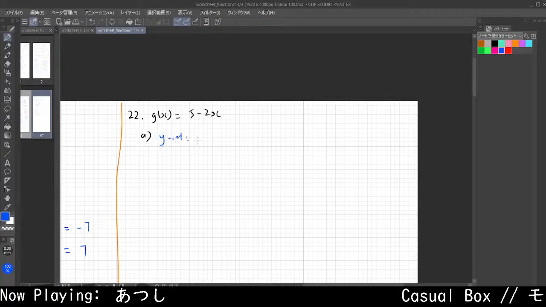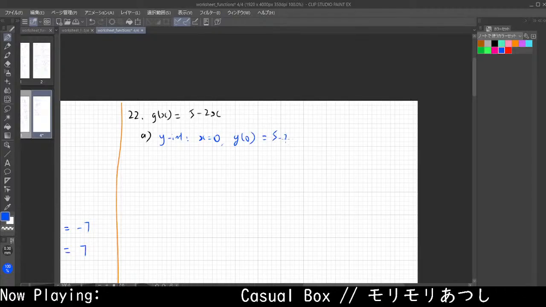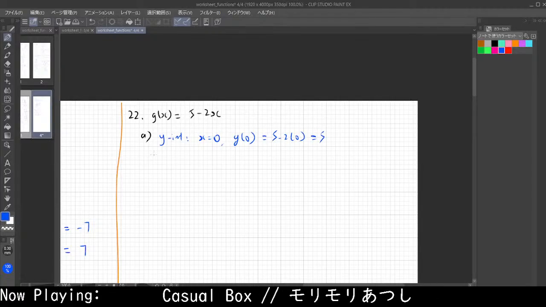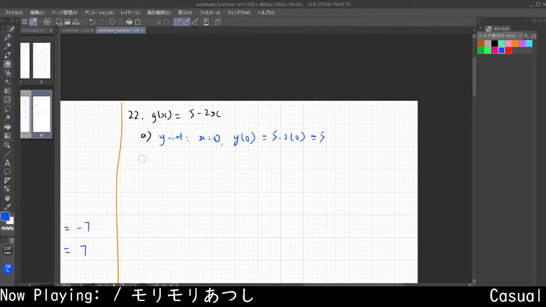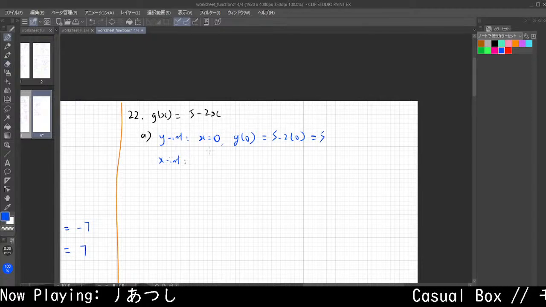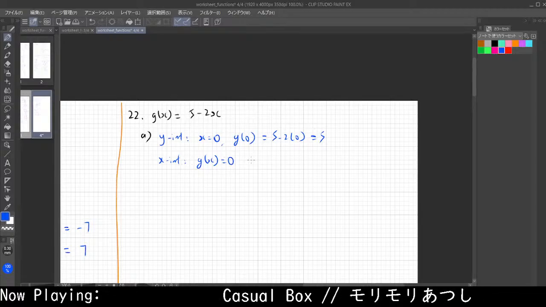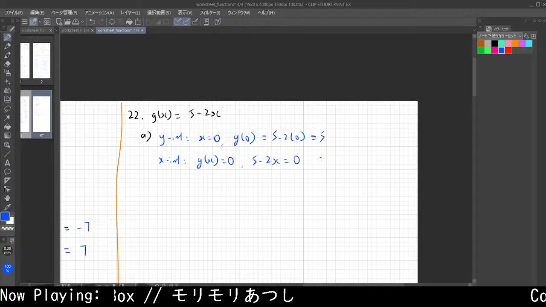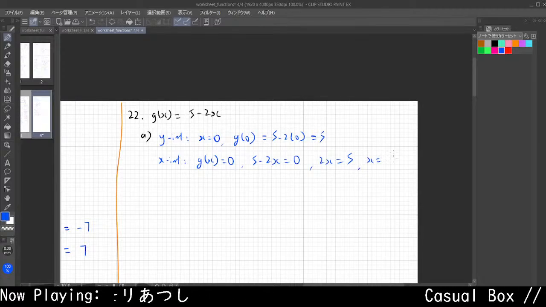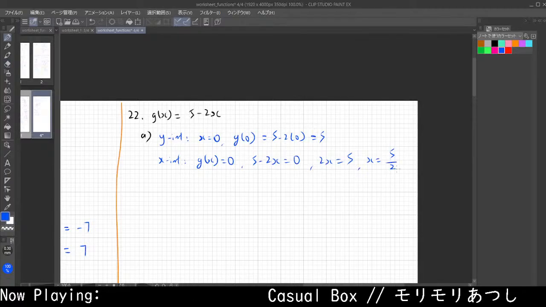Y-intercept is easiest. Just let x equal 0. So g(0) equals 5 minus 2(0) equals 5. Now the x-intercept can be found by letting g(x) equal 0. So 5 minus 2x equals 0. Rearrange: 2x equals 5. x equals 5 over 2. Okay.